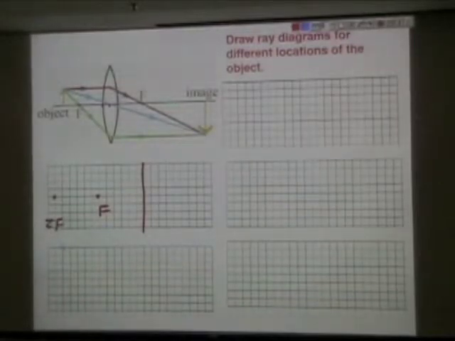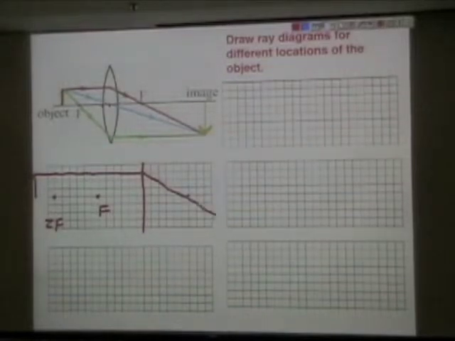You want to place the object behind this point, so somewhere here. The object is 3 blocks tall, so 3 blocks tall, like that. That's it. Now, 1, 2, 3, like this. Now, the first ray, which is parallel to the principal axis, is supposed to go through the focal point.